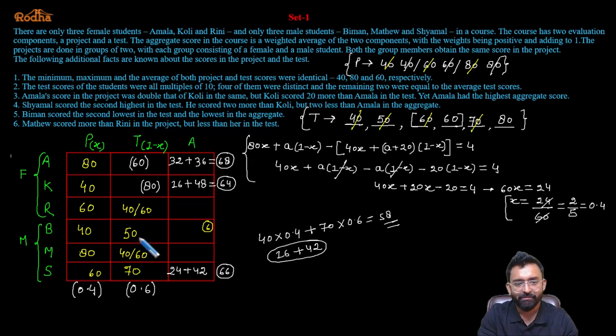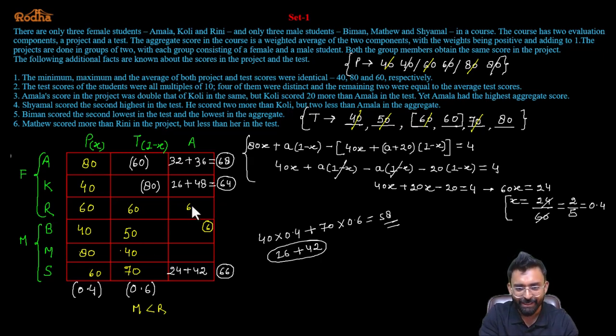तो. बट वी नो दैट यहाँ पर जो मैथ्यू है, मैथ्यू का स्कोर यहाँ पर रिनी के स्कोर से क्या है, कम है. तो अगर मैं यहाँ पर नंबर लिखता हूँ मैथ्यू का स्कोर मोर देन रिनी इन प्रोजेक्ट एंड लेस देन हर इन टेस्ट, तो मैथ्यू का स्कोर यहाँ पर छोटा आना चाहिए. तो 40, 60 में से मेरे पास जो भी नंबर यहाँ पर लिखने के लिए है वो नंबर मैथ्यू के लिए छोटा होगा और रिनी के लिए बड़ा होगा. 40, 60 के अलावा कोई नंबर अवेलेबल नहीं है, तो यहाँ पर 60 आएगा और यहाँ पर 40 आएगा. फाइन.